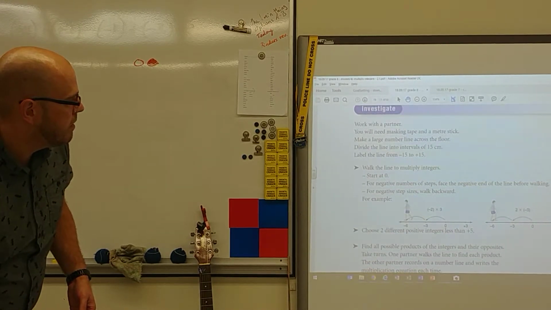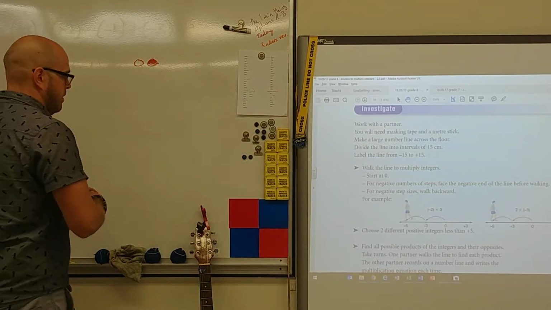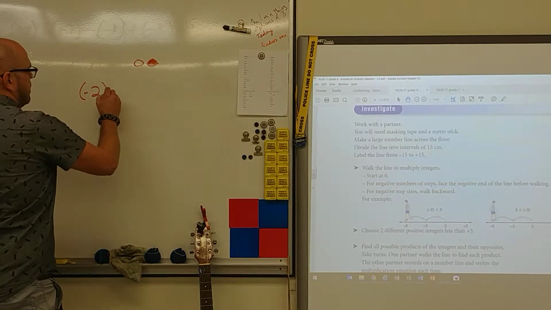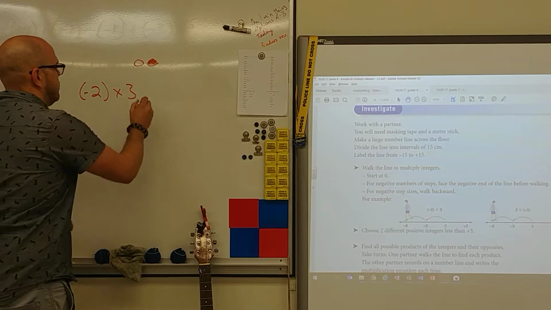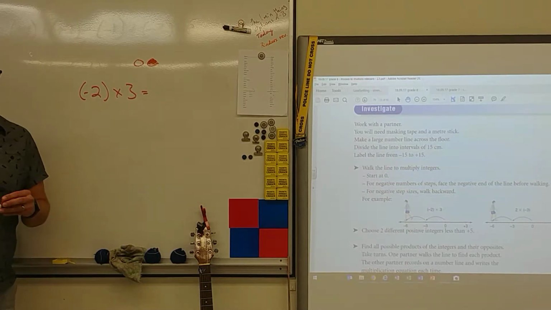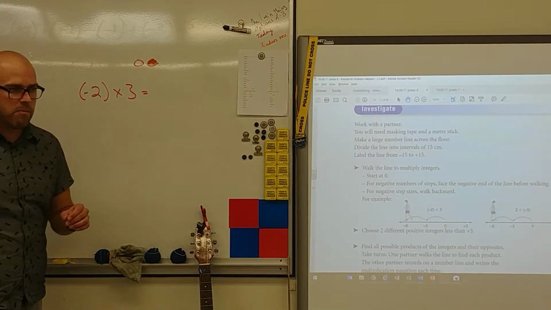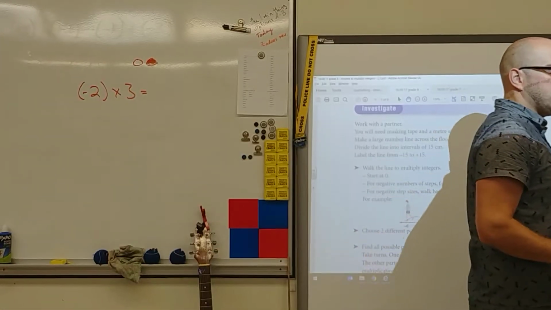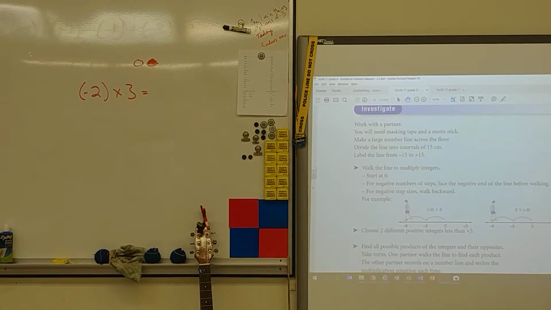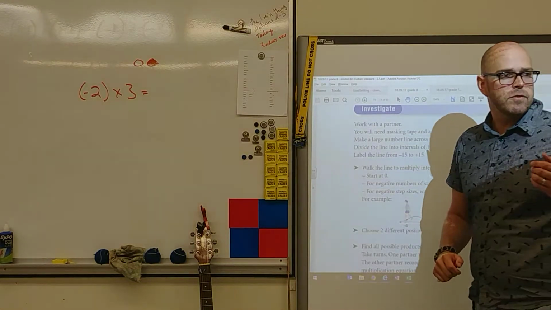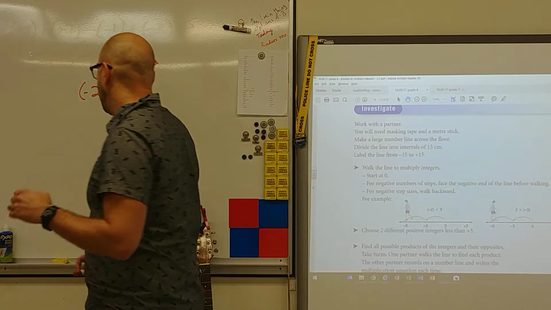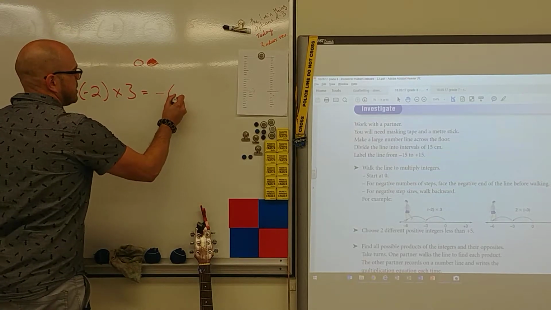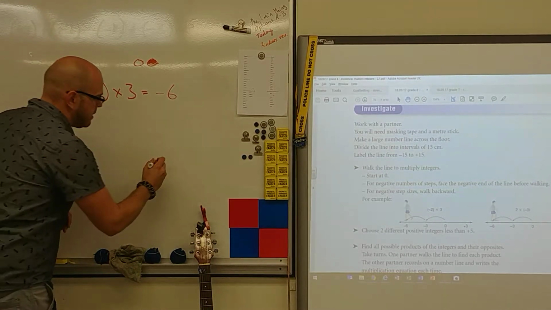Now we've got Jimmy doing this. Negative 2 times 3. So instead of going positive, he's now going in the opposite direction. So he walks 2 in the negative direction once, twice, 3 times. How many negative tiles has he stepped? 6. He is now at negative 6 tiles.